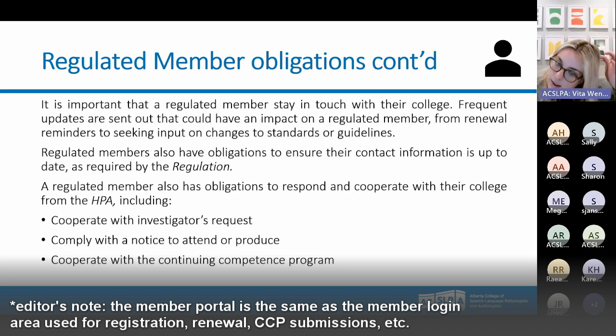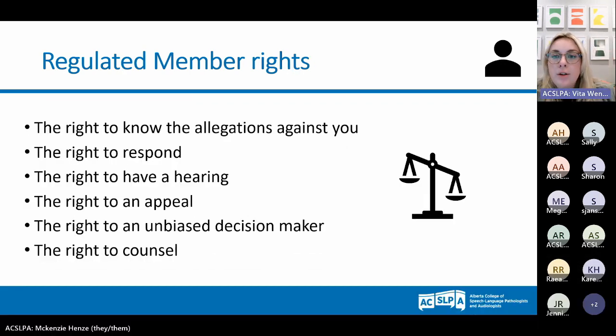Next slide, please. Okay. So going a little bit to rights and obligations, we talked about how the Health Professions Act is a guidebook. And part of that guidebook is that certain procedural fairness rights are generally enshrined in the Health Professions Act. One of those could be the right to know the allegations against you. Practically, the regulated member would receive a copy of the complaint to know what is being said is unprofessional conduct, what's being alleged against them.